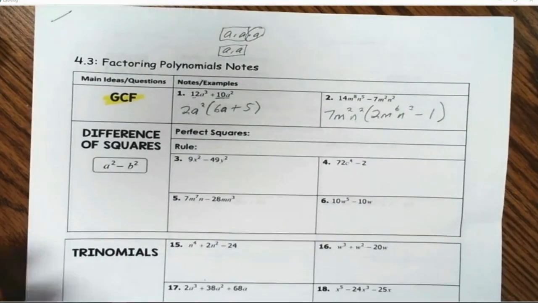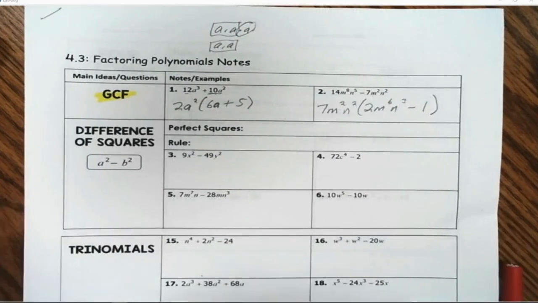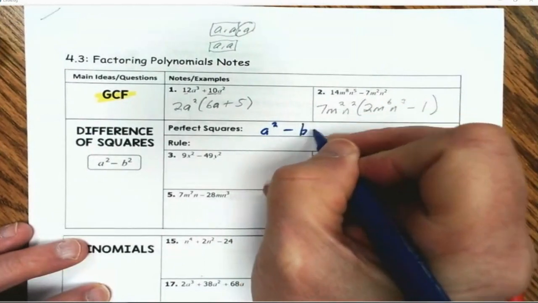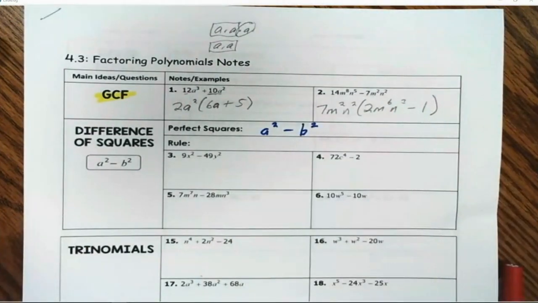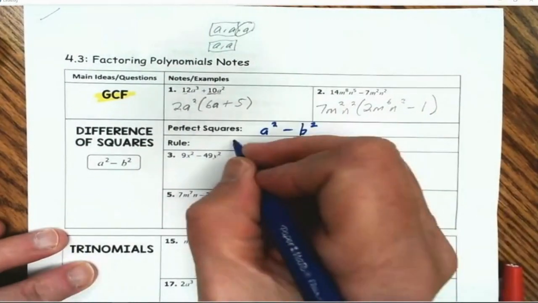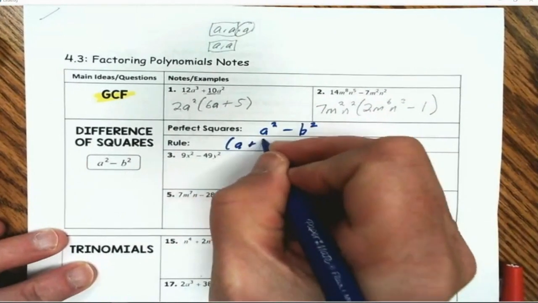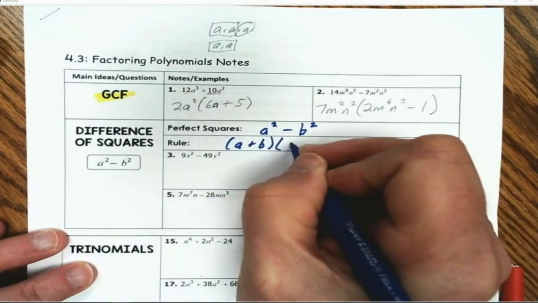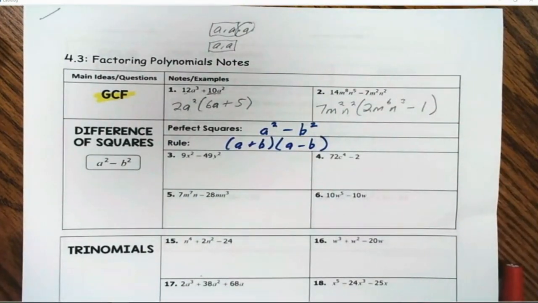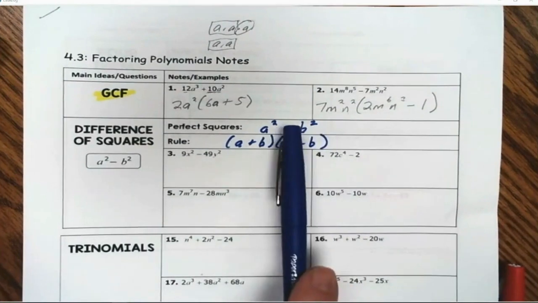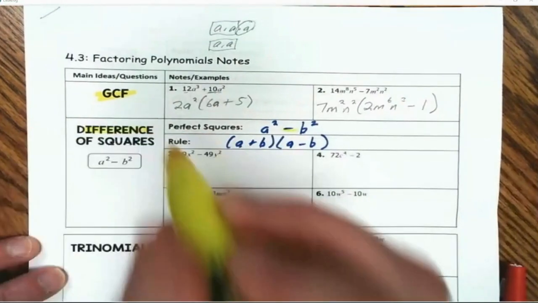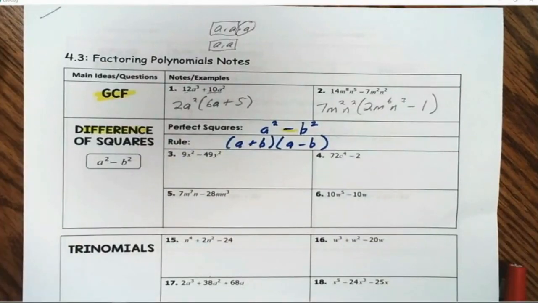All right, let's look at an example of difference of squares. So perfect squares would be like a squared minus b squared, right? Where both terms are squared terms. So the rule is when you have that, you can factor that as a plus b times a minus b. And that's how it factors. If you have 2 squares and there's a subtraction in the middle, because that's what difference means, take the difference between the two, you can factor it like that.